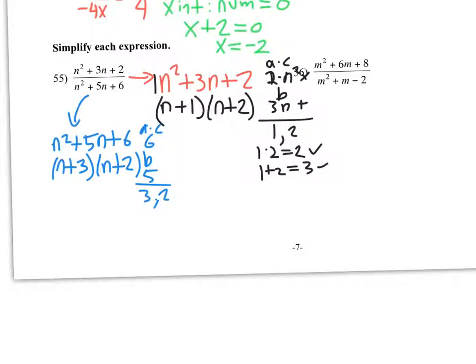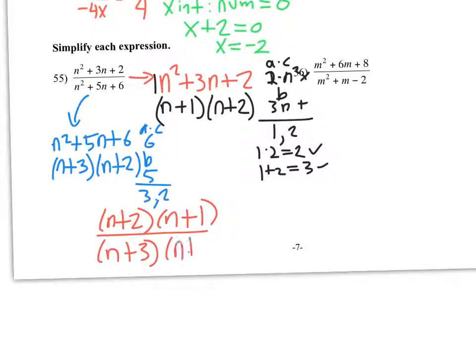Okay, factored form for our fraction. Let's do that right down here so we're out of the way. We've got n plus 2 and n plus 1. I don't know why I switched the order on top. And on the bottom, n plus 3 and n plus 2.